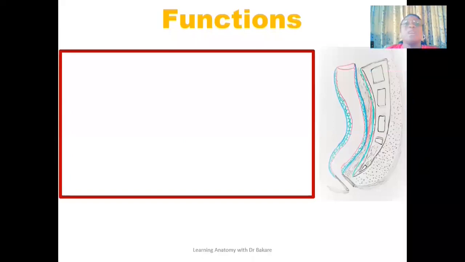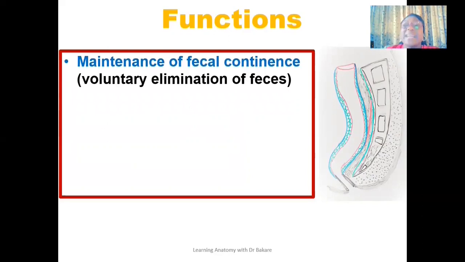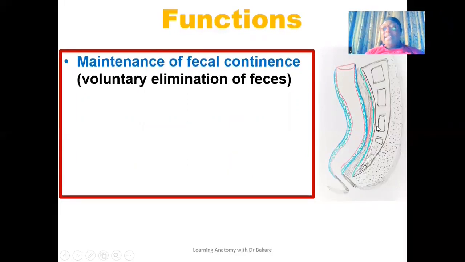So going further, let's look at the functions of the anal canal. The anal canal helps to maintain fecal continence, which means that it helps in voluntary elimination of the feces. We know that the anal canal is guarded by the sphincters, and one of the anal sphincters is under voluntary control. So we are able to control the elimination of feces on our own so that feces is not leaked out of the anal canal or released uncontrollably. So we're able to have control over the release of the feces through the anal canal.